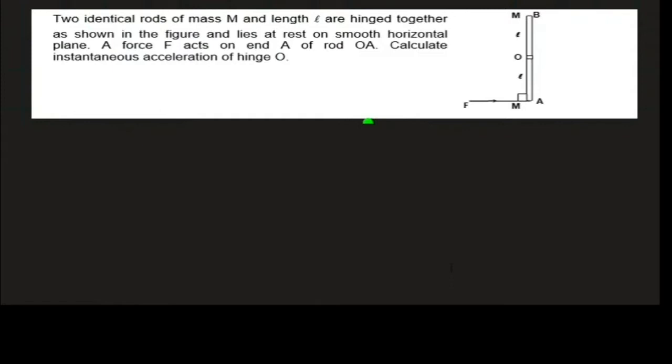Here is another interesting question from rotation mechanics. There is a problem of hinged rods. Let's read the question. Two identical rods of mass capital M and length small l are hinged together as shown in the figure and lie at rest on a smooth horizontal plane. A force capital F acts on the rod at the end A of the rod OA. Calculate the instantaneous acceleration of the hinge O.